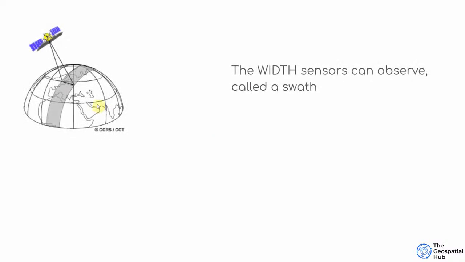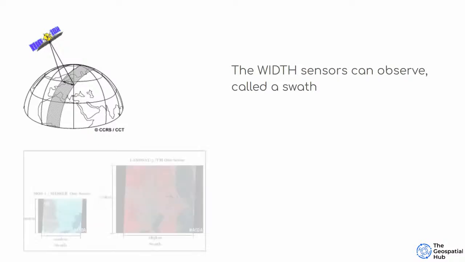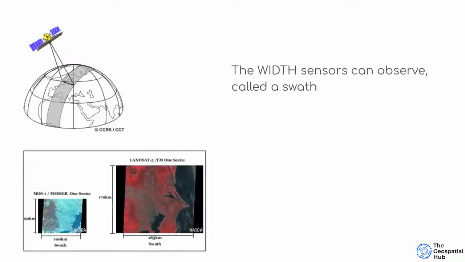Then another characteristic we'll be talking about is the swath. So now, if you draw a line from this point to this point, that's the swath. The swath is just the width that the sensor can observe. If you look at this Landsat image, you can see the swath. The swath is about 185 kilometers.